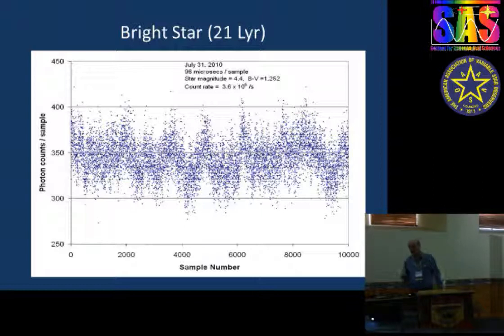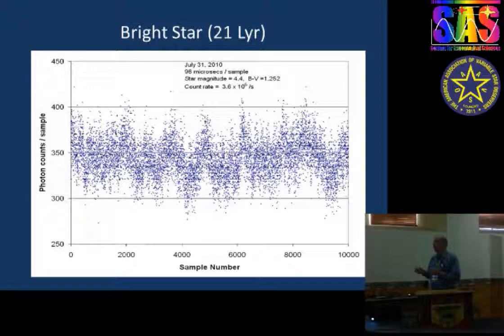And so this is a very bright star, and you can see the low frequency noise is due to seeing, and the high frequency noise, the point to point, is simply the arrival of the photons at the telescope. That's just a statistical variation, also known as shot noise.